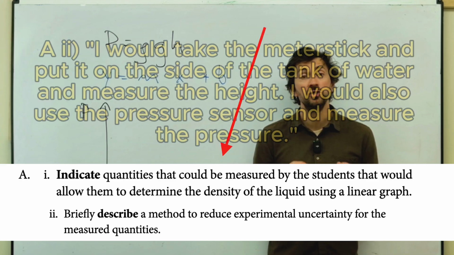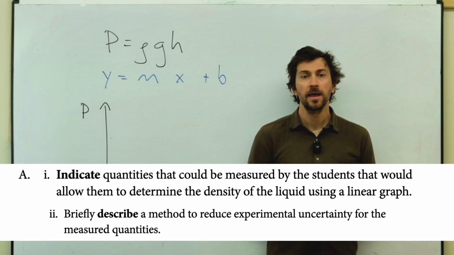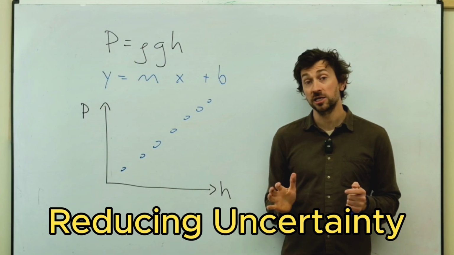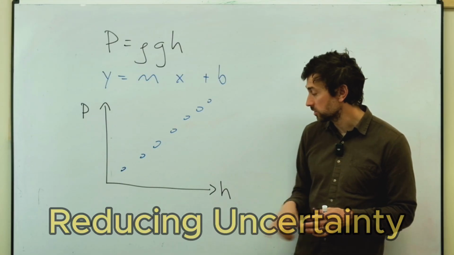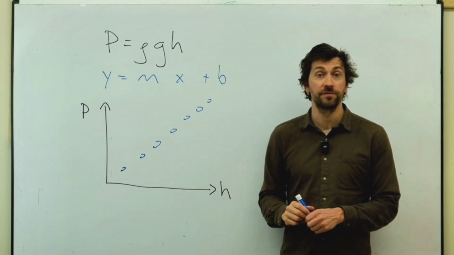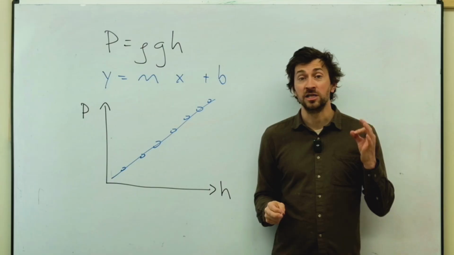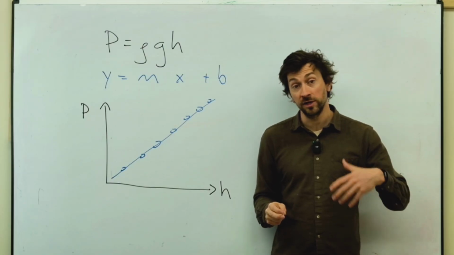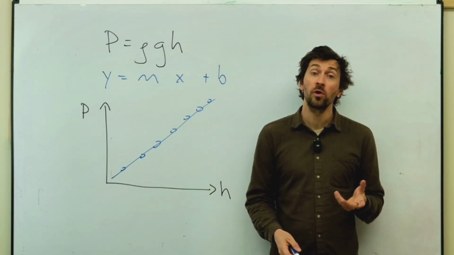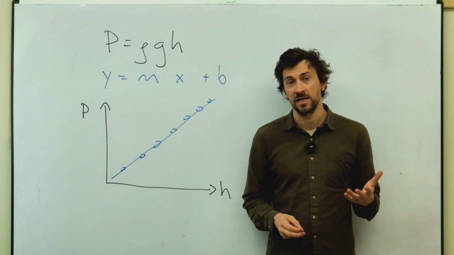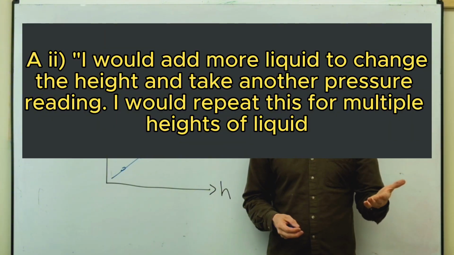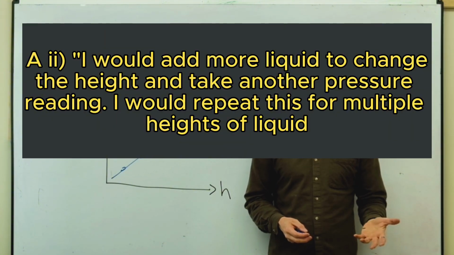You also need to talk about reducing experimental uncertainty. And the way we do that is by taking multiple points of data. The goal in an experiment is to get multiple points of data like this. So each height will give a different pressure. And after we get the data, we're going to draw a line of best fit. The way we've said it so far is we only are going to use one height of liquid and only get one pressure reading. And that will be like having 1 point. And it's very hard to draw a line when you only have 1 point. So you just have to add another sentence that would say, I'm going to add more liquid to change the height and take another pressure reading. And I would repeat this for multiple heights of liquid.